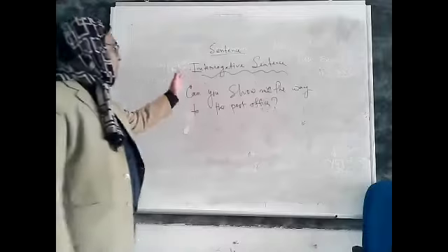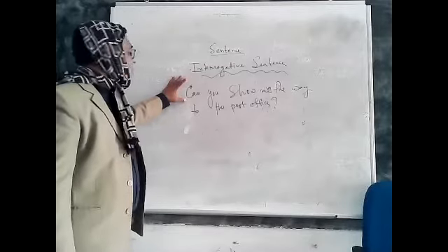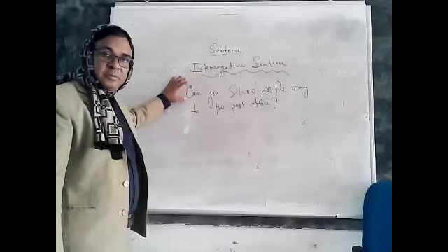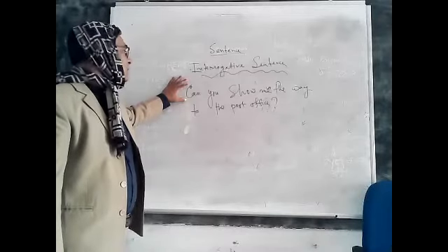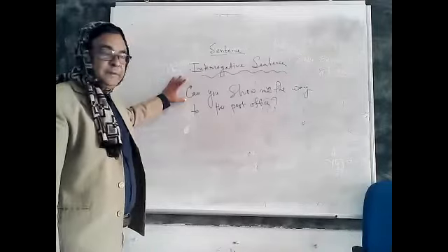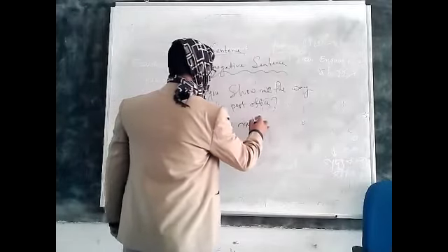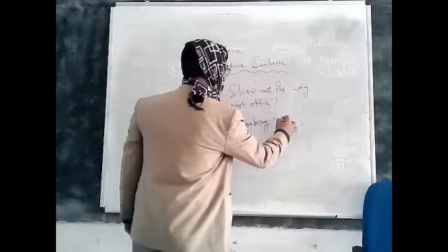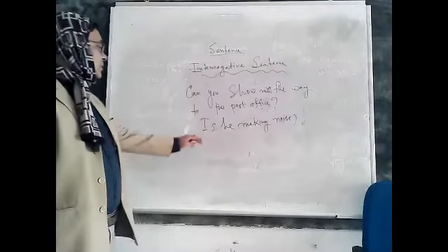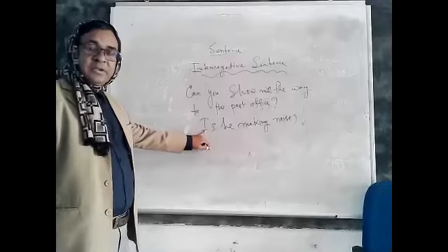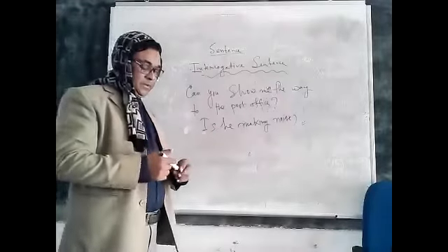So you see that we can also make interrogative sentences using modal verbs. That is, can, could, should, shall. Using these modal auxiliaries, we can also make interrogative sentences. This is another example of an interrogative sentence. So we can see that with the help of an auxiliary verb, we can also make interrogative sentences. Okay, sir.